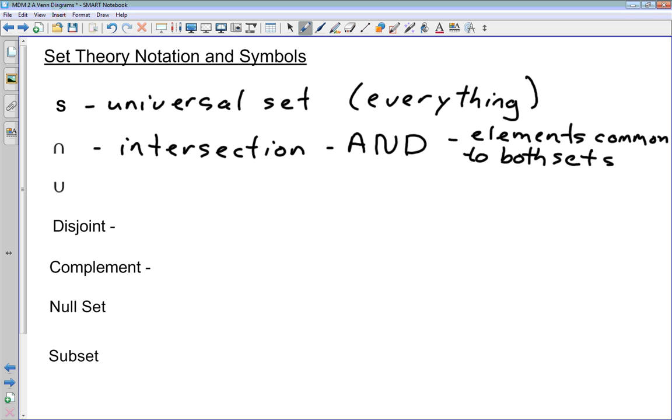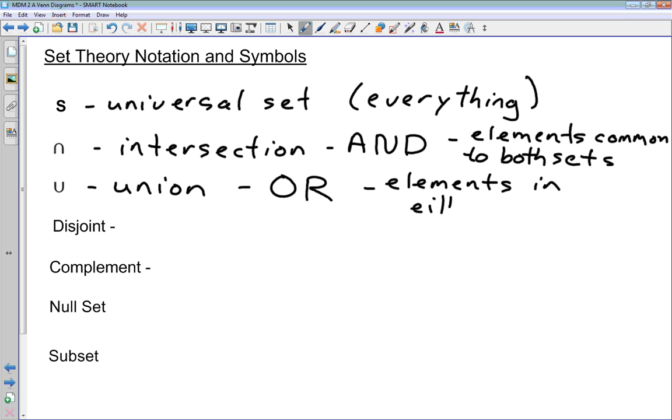The next one that looks like a U here is referred to as the union operator, sometimes written as OR. In this case, we are looking at things that are in one set or are in the other set. So we're looking for elements in either set. It's either in one set or it's in the other set.